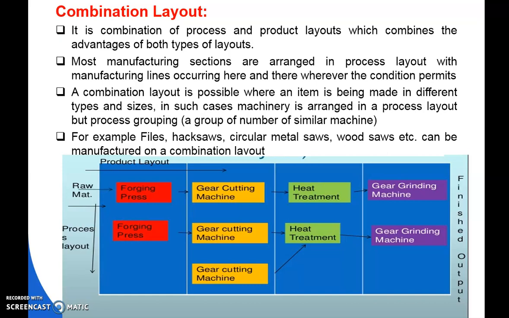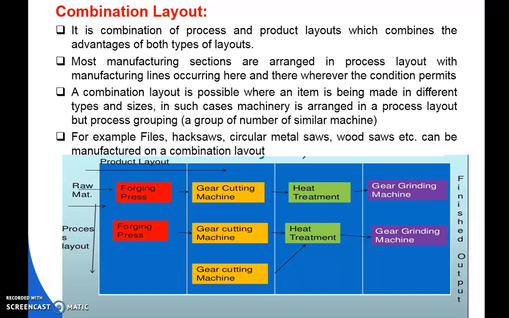Here in this video, I am going to explain about the combination layout. In combination layout, we will find both the layouts, process layout and product layout. This is obtained by combining the advantages of both types of layouts. Most manufacturing sections are arranged in process layout, with manufacturing lines occurring here and there, however the condition permits.